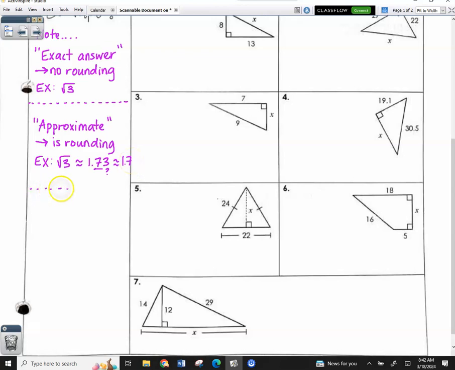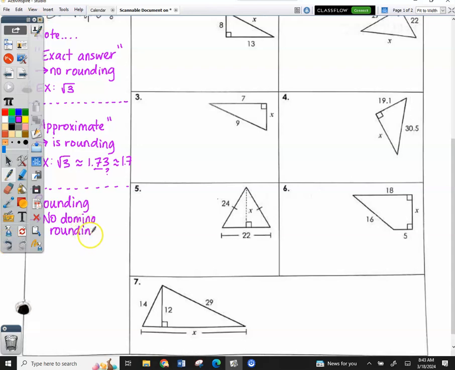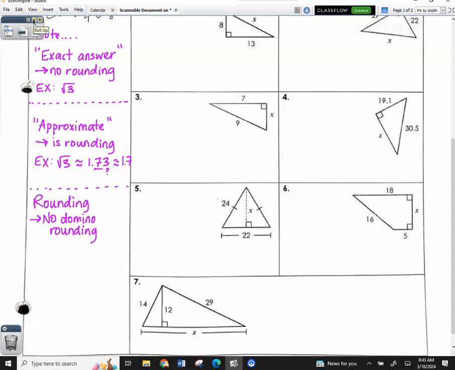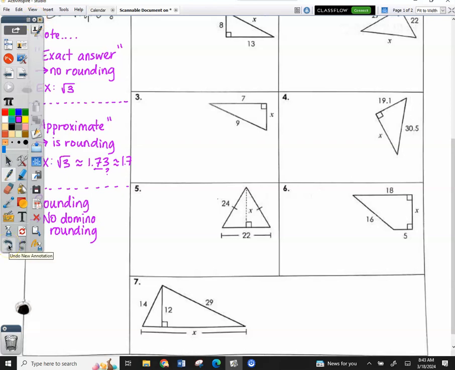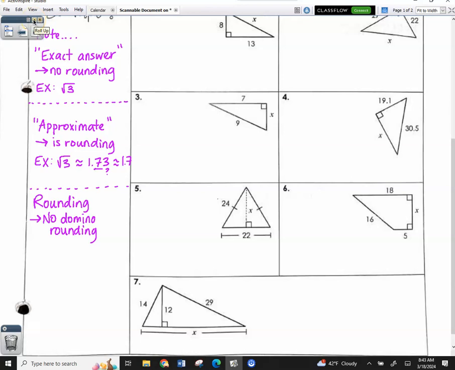Let's draw one more thing and do a refresher on rounding. There is no domino rounding. How do you spell domino? Is there an E on it? Or is that Domino's Pizza? No. Spell domino. There is no E. She's still talking to me. Okay, thanks, Sarah.